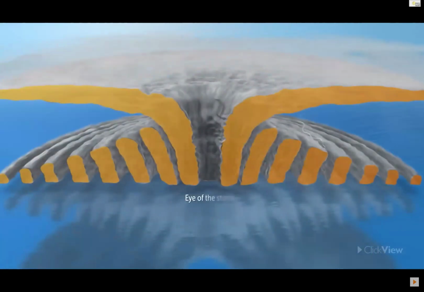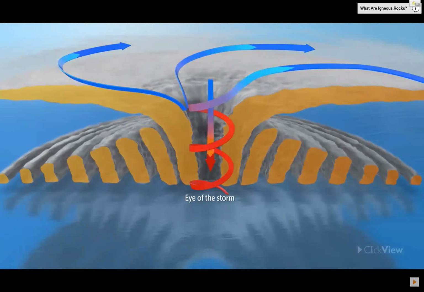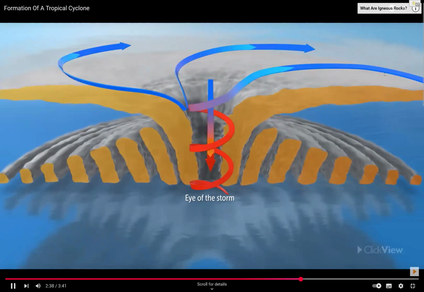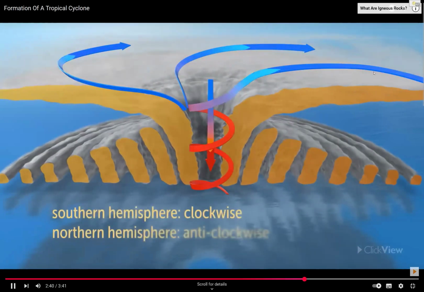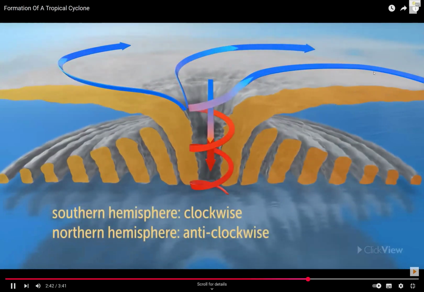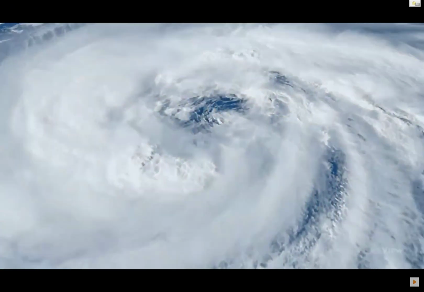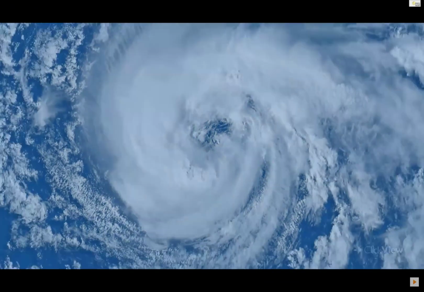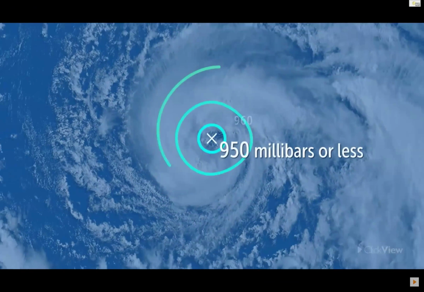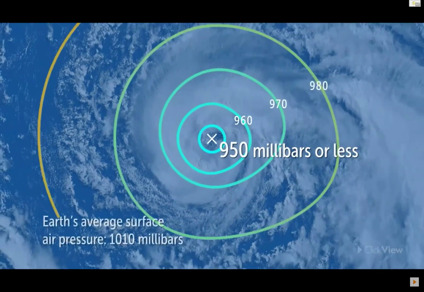The eye wall, where the wind is strongest, behaves like a whirling cylinder. Cyclones rotate clockwise in the southern hemisphere, anti-clockwise in the northern. The lowest air pressure in a tropical cyclone is always found at the center and is typically 950 millibars or less. The average air pressure at the Earth's surface is about 1010 millibars.